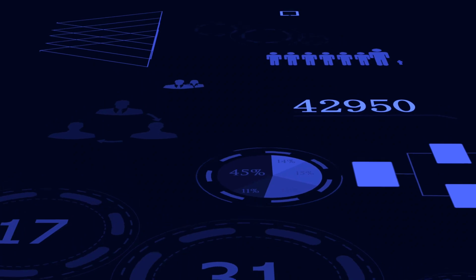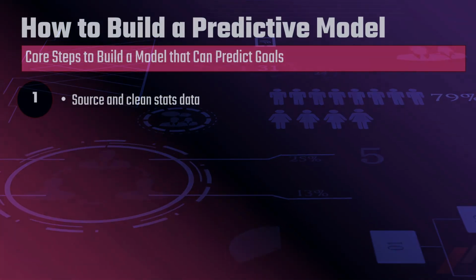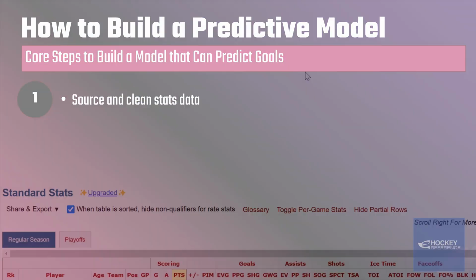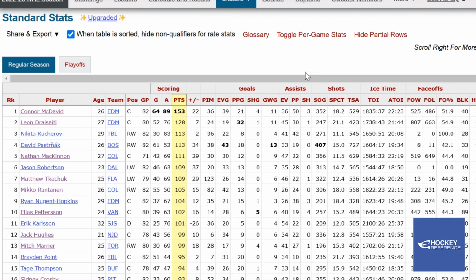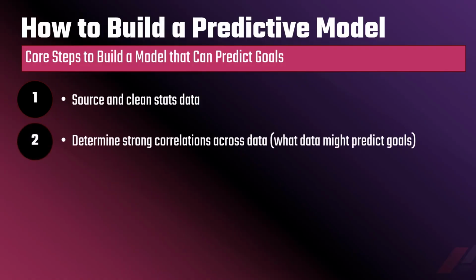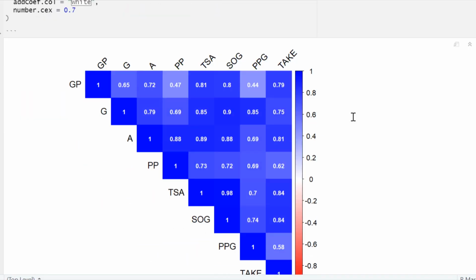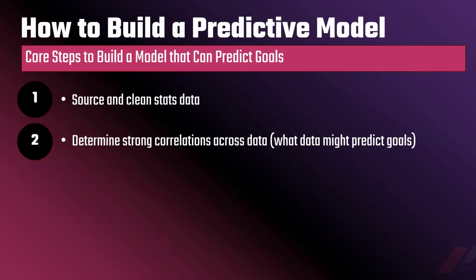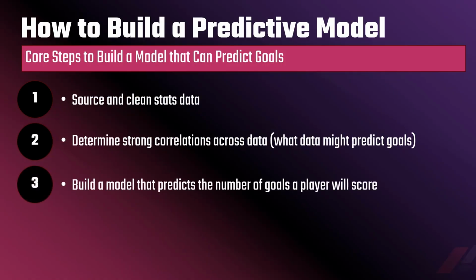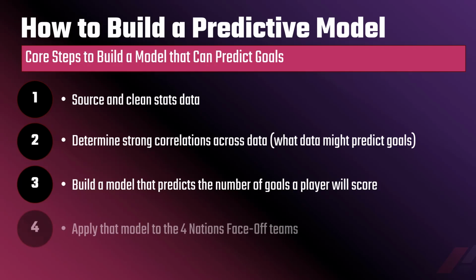The process to build the linear regression model is fairly straightforward. We'll first source the data to build the model, for which we'll use 3 years of NHL statistics. We'll then conduct a correlation analysis to evaluate what hockey statistics most strongly correlate to goals. We'll then build the model using the strongest statistics, and then we'll apply the model to the Four Nations Face-Off player data, adjusting for the skills of the players and opposing goaltending. This will give us a forecasted estimate for each of the matchups in the tournament.